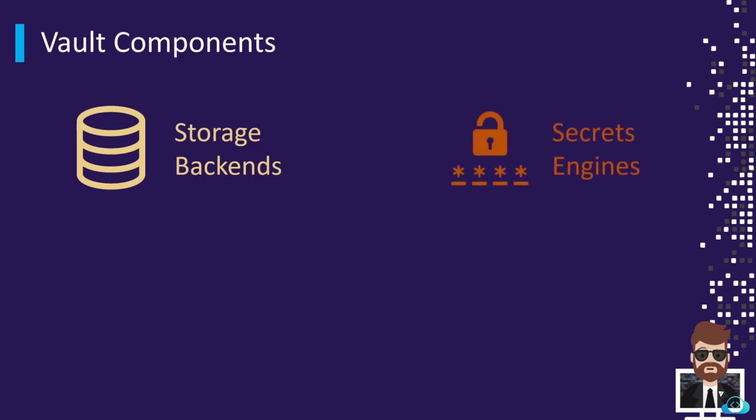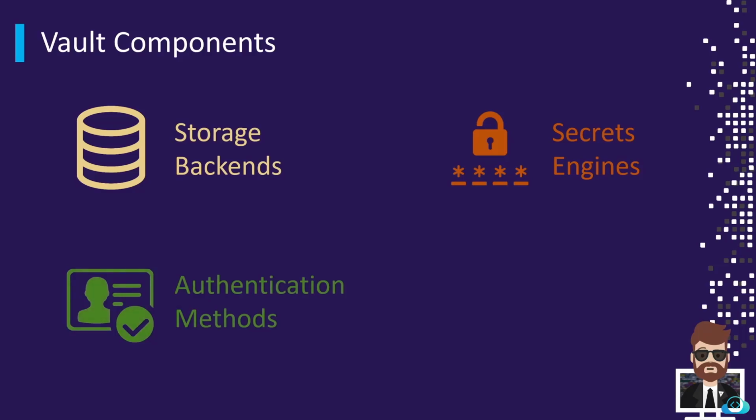Now, the other one is secrets engines. Secrets engines are really the heart of everything that Vault does. You are deploying Vault because you want to use secrets engines. You don't want to use storage backends or these other things, you want to use secrets engines. Secrets engines either store, generate, or encrypt data. So these are the core functionality of Vault that you're after.